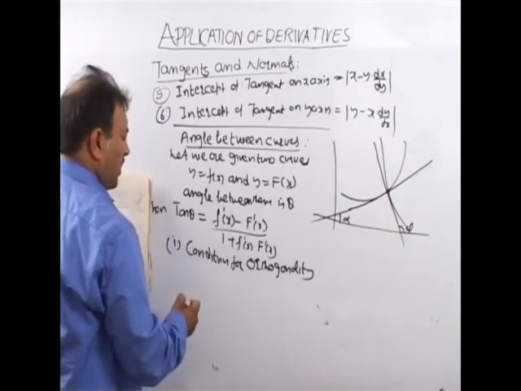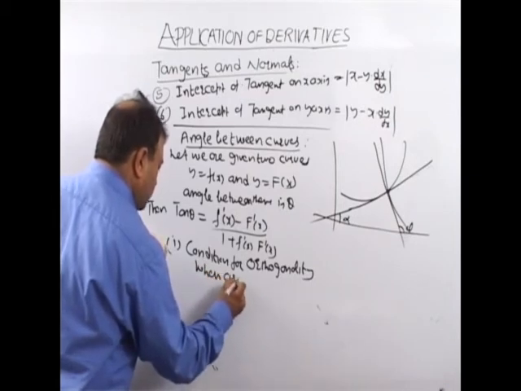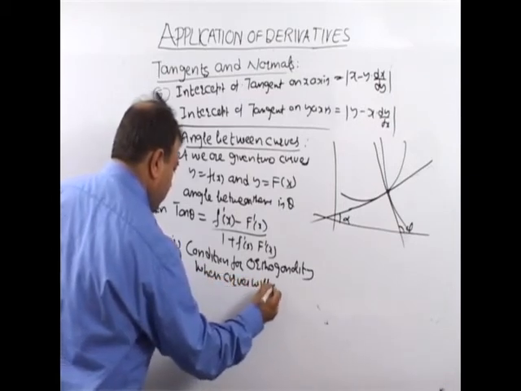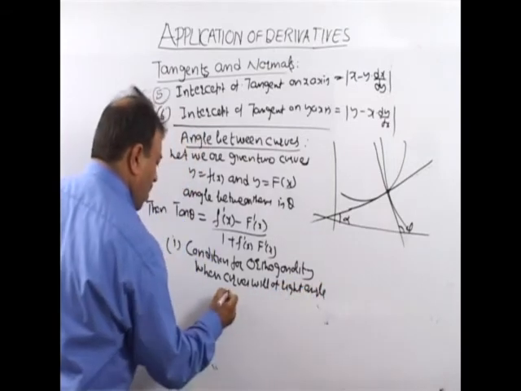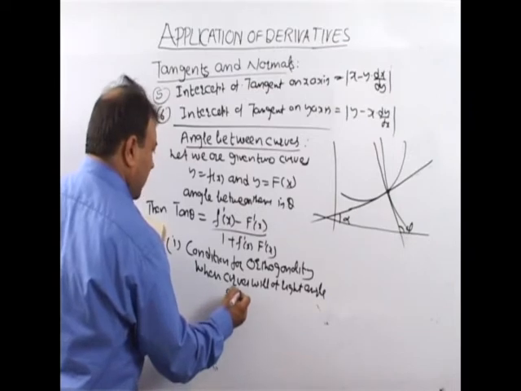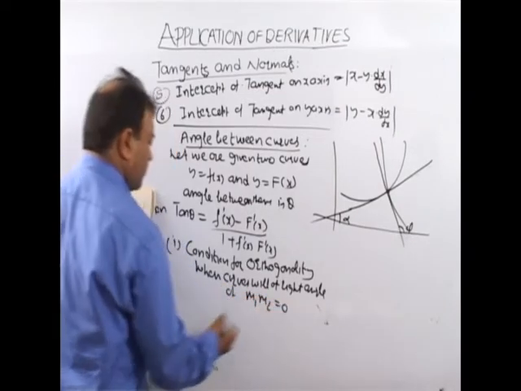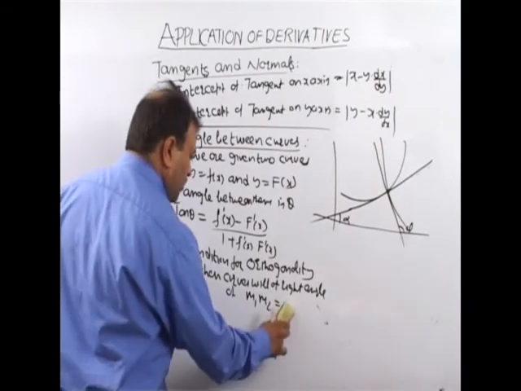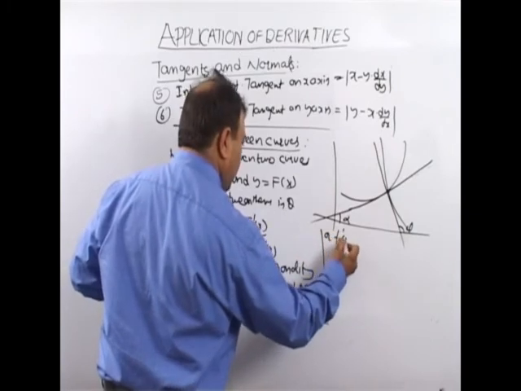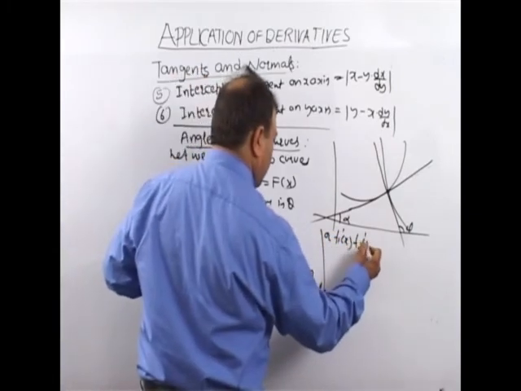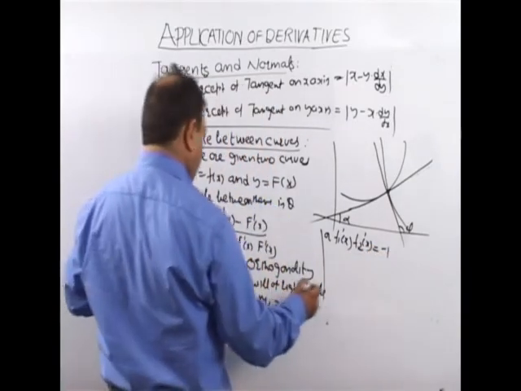Condition for orthogonality, meaning when curves will be at right angle. When curves will be at right angle, m1 m2 is equal to minus 1, or f1 dash x into f2 dash x at a particular point is equal to minus 1.